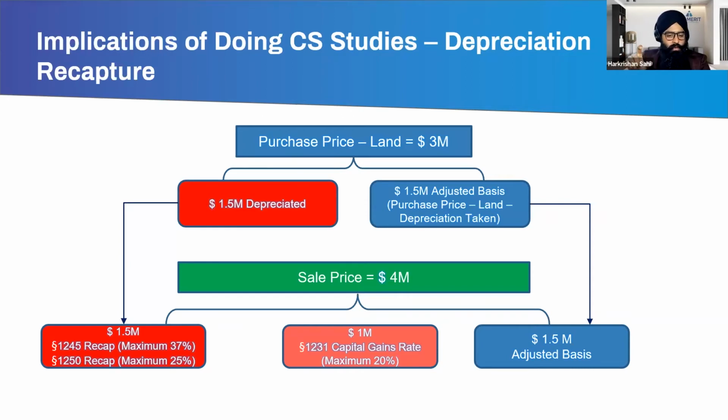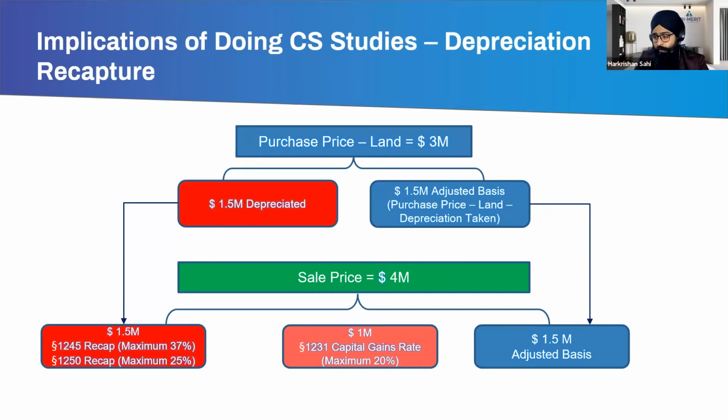And then you can basically assign $1 or $2, what have you, and you can reduce the gain, the ordinary income tax, because everything was going to be $1,250 at that point. So you wouldn't have to pay any tax on it. But if you did a cost segregation study and you sold the asset right away, you're going to end up paying a recapture at an ordinary rate.